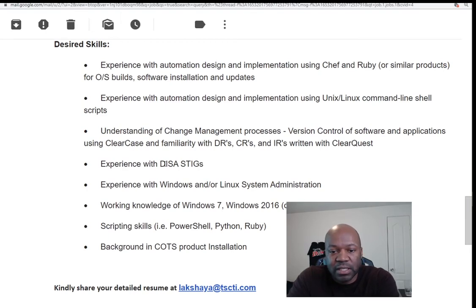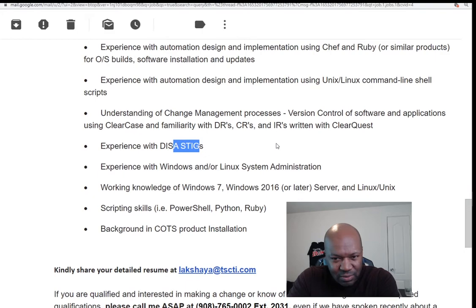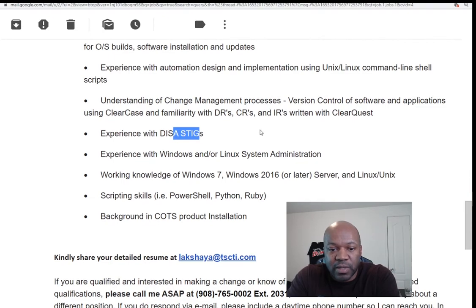Desired skills, they're listing DISA STIGs. A DISA STIG is a Security Technical Implementation Guide from the Department of Defense that is used all over the federal government. Even some state departments and private organizations use it because it's so effective. What it does is walk you through all of the best practices that you need to secure a system. They want you to know a little bit about CRs, that's a change request, DRs, I can't remember what DR stands for, and IR, incident response, written and ClearQuest. I think that's what they're talking about when they say IR, incident response.